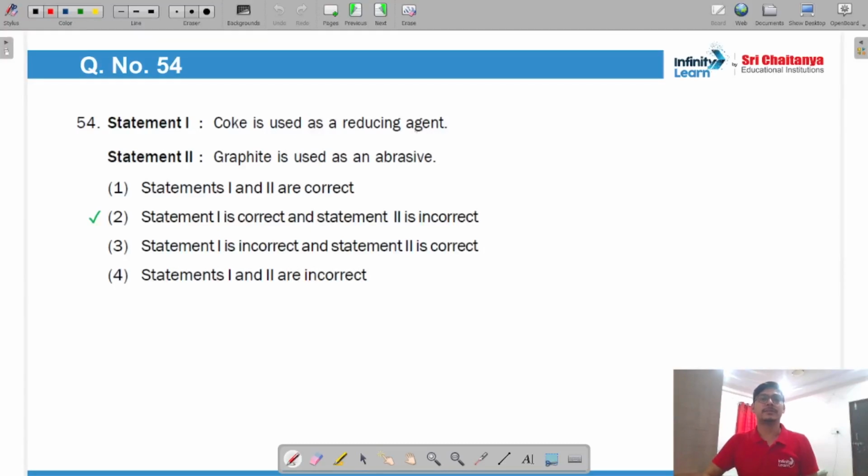Coke is used as a reducing agent. Yes, carbon is used as a reducing agent where it gets oxidized to either CO or carbon dioxide. Graphite is not used as an abrasive because of its hardness. Diamond is used as an abrasive. So statement 1 is correct, but statement 2 is not.